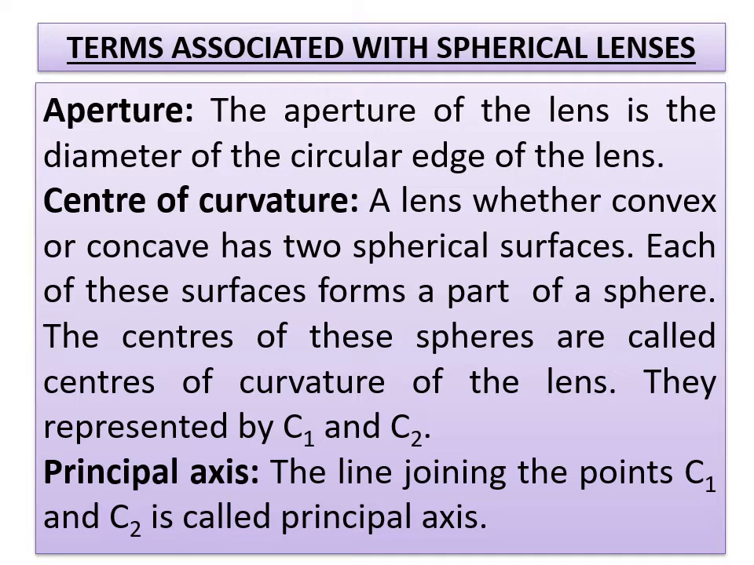So, the centers of these spheres are called the centers of curvature of the lens, irrespective of whether it is convex or concave, and they are represented by C1 and C2. Already I have explained in the diagrams. So, what is the principal axis? The line joining the points C1 and C2 is called the principal axis.